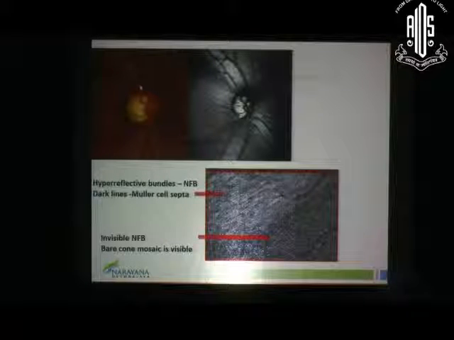Again here we see a nerve fiber defect superior temporally and a nerve fiber defect inferior temporally, seen much better on the SLO red-free image. If we take this red square here, which has a bit of the normal and a part of the retinal nerve fiber layer defect, and then use the AO imaging, we can see the normal nerve fiber bundles that are seen very well here, and the total loss of nerve fiber layer in this area, allowing the bare cone mosaic to be visible. The hyperreflective bundles are the nerve fiber bundles, and the dark lines that we see in between represent the Muller cell septa.